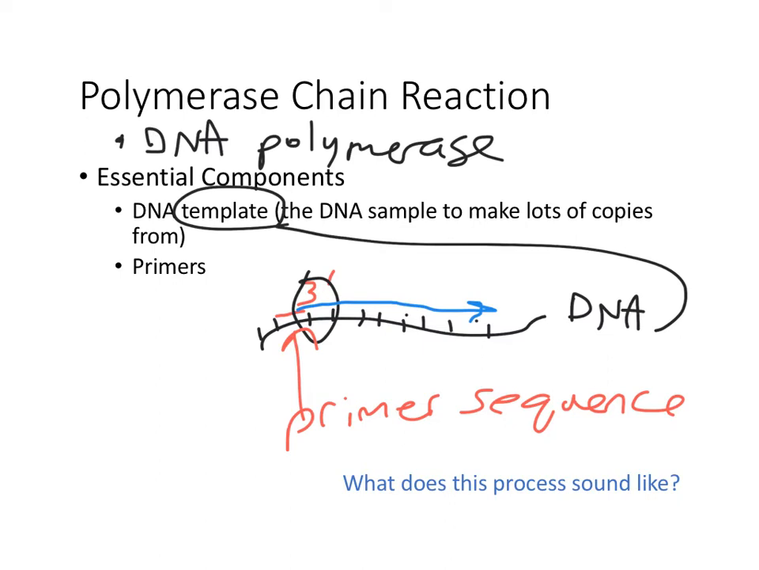In our cells, primase makes primers at random in replication bubbles to prime replication. Here, we provide specific sequences of DNA so that we control which specific part of a chromosome we replicate.